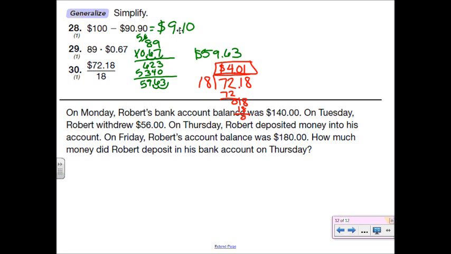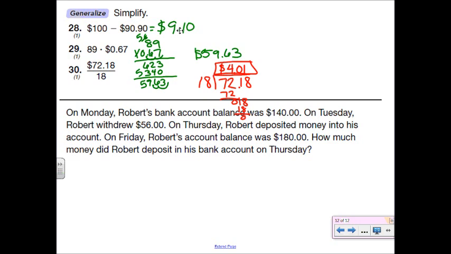On Monday, Robert's bank account balance was $140. On Tuesday, Robert withdrew $56. On Thursday, Robert deposited money into his account. On Friday, Robert's account balance was $180. How much did Robert deposit in his bank account on Thursday?